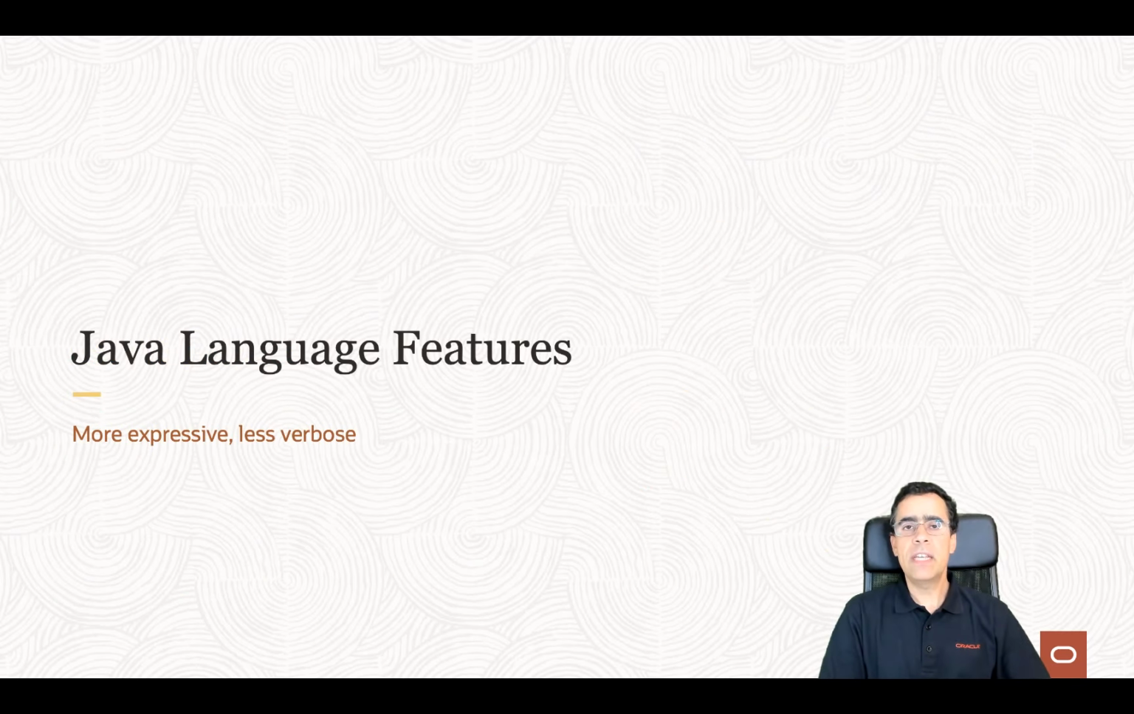First, let's take a look at the language features, since these are the changes that are most likely to be visible to all developers. Changes to the language make it possible to write Java code more concisely, which makes it easier to maintain in the long run.